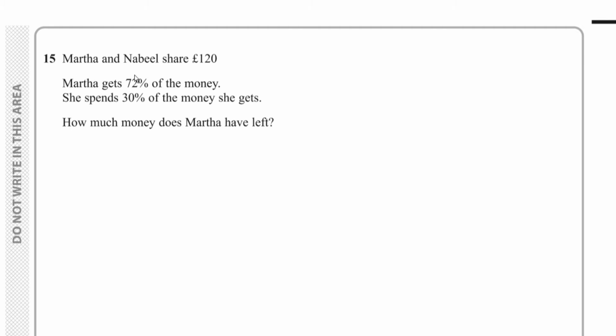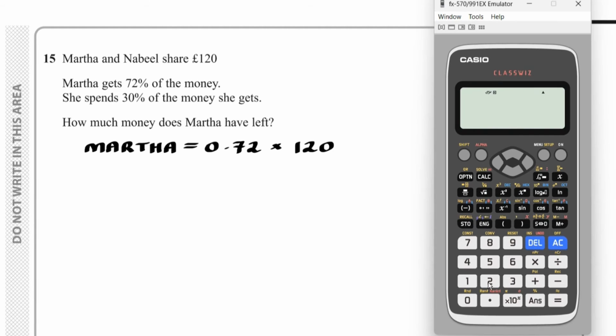Question number 15. Martha and Nabil share £120. Martha gets 72% of the money. She spends 30% of the money she gets. How much money does Martha have left? If she gets 72% of the money, let's find out how much money she has. Martha has 72%, so that's 0.72 as a decimal, multiplied by 120. So if I work this out, I get £86.40.